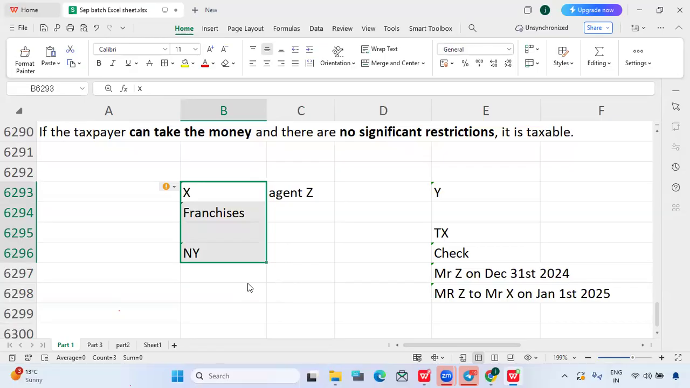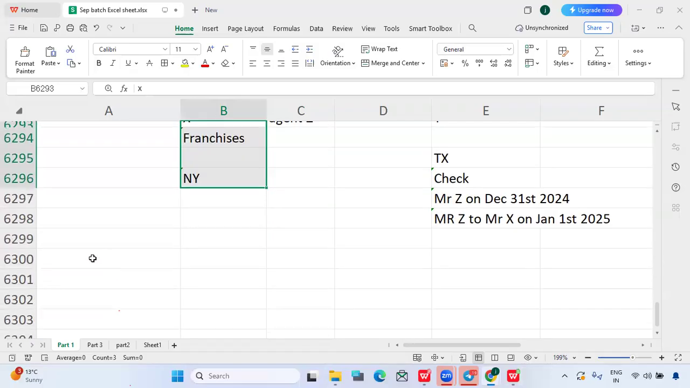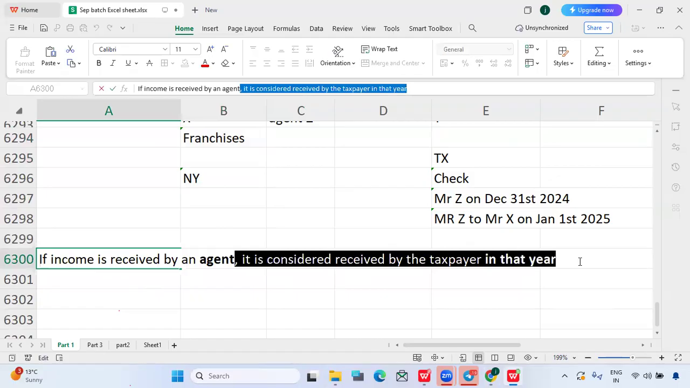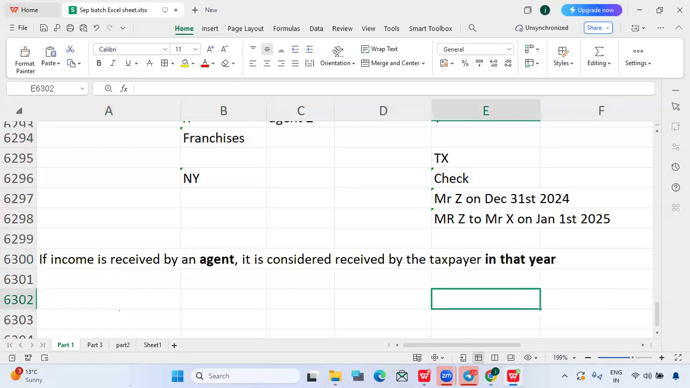December 31st, 2024. Because even if income is received by the agent, it is income to the taxpayer in the same year. So this is also very important. If income is received by the agent, it is also received by the taxpayer in the same year itself. Okay, so this is the agent rule. The IRS favorite area. If income is received by the agent, it is considered received by the taxpayer in the same year itself.